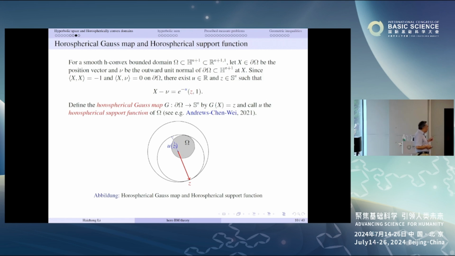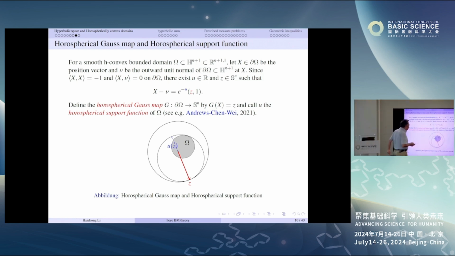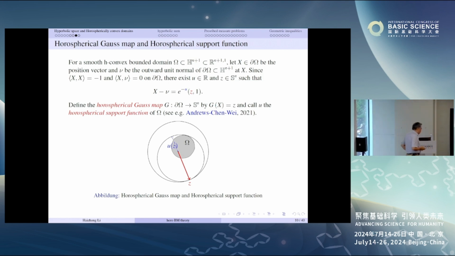So this is geometry Z. But it's geometry U. U is just the distance between the origin and the horosphere. So this point, origin (0, 0), is the center of the unit ball. So we define two concepts of the geometry. One is Z, given one point on the boundary of omega.